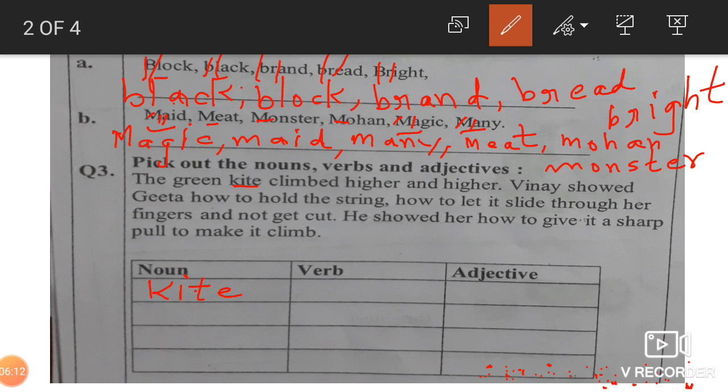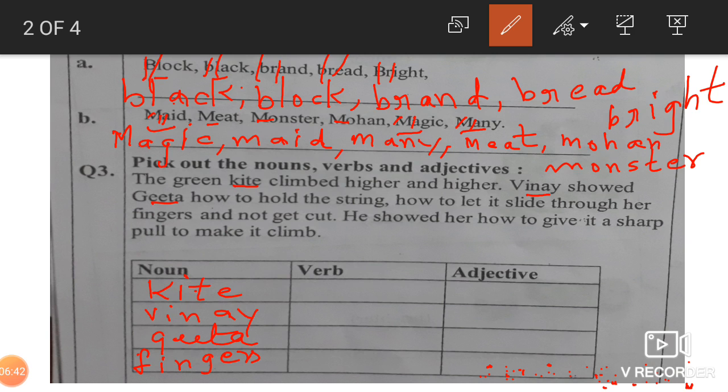So kite, first noun निकालेंगे. Okay, kite. Then Vinay. Vinay is a noun, name of a person. Okay. Then comes Geeta. Okay. How to hold the string. After Geeta, get it slide through her fingers and got it cut. Fingers. Your fingers are nouns. Okay, he showed her how to give it.